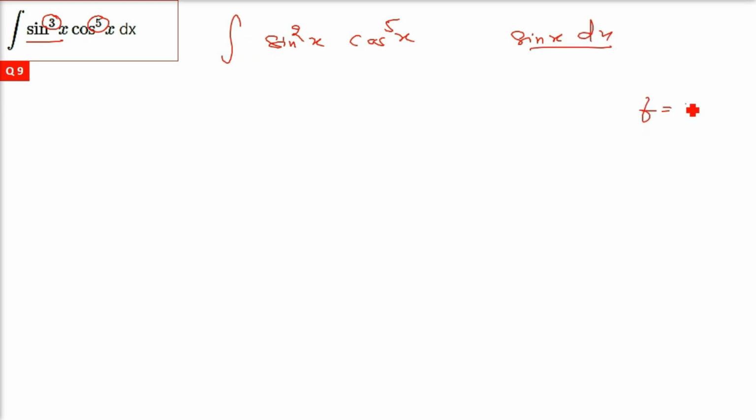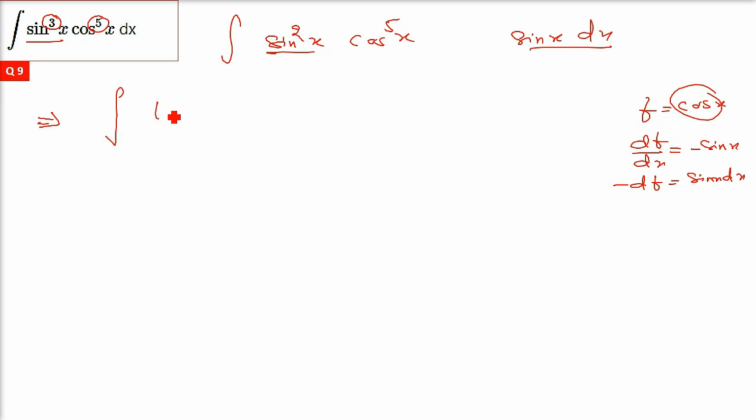Sin x dx will be what? So t will be equal to cos x. When we differentiate this, dt by dx, cos x will be negative sin x. We are differentiating it, mind it. So minus dt will be equal to sin x dx. Sin x dx is already with us. This will be negative dt. Cos x equals t. So what are you going to do here?